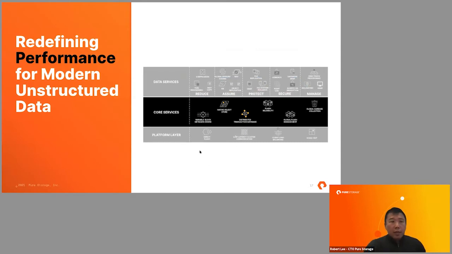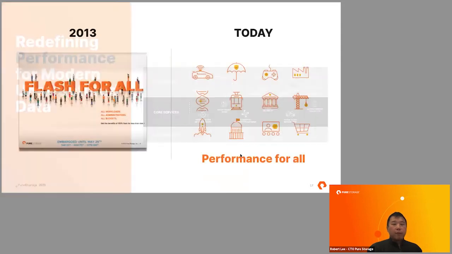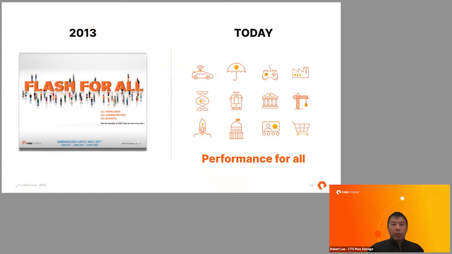So let's dive into the layer below this, which is really what enables us to build all these enterprise features on top. If we look back at when we started FlashBlade, Pure announced Flash for All. This was our idea that we could make Flash ubiquitous and really a ubiquitous replacement for disk.